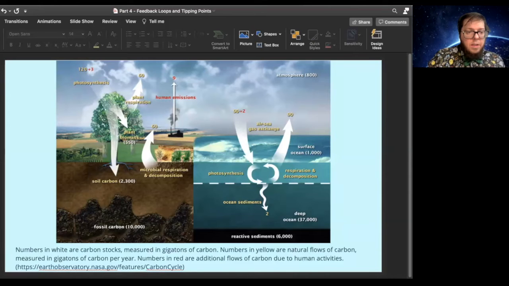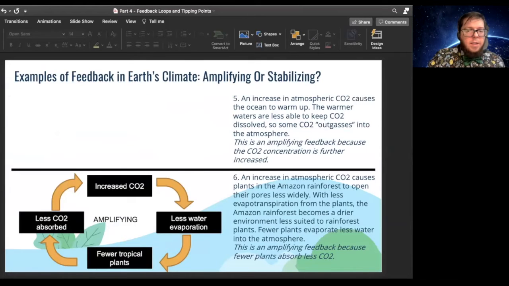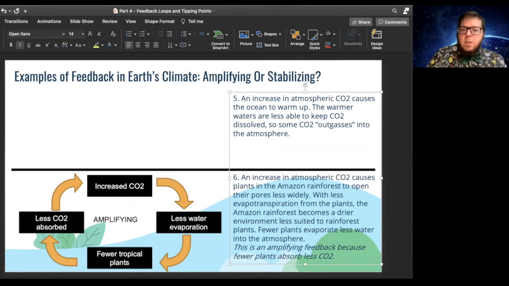All right, 2 more sets of examples. I guess I already did the flowchart on this one. So let's do 5 and 6 together. An increase in atmospheric CO2 causes the ocean to warm up. The warmer waters are less able to keep CO2 dissolved, so some CO2 outgasses into the atmosphere. Is this an amplifying feedback or a stabilizing feedback?